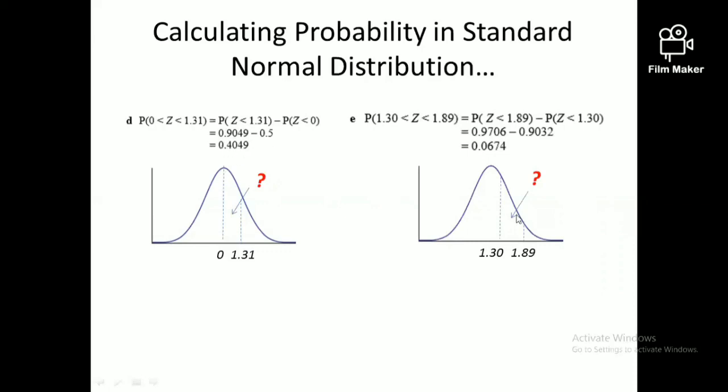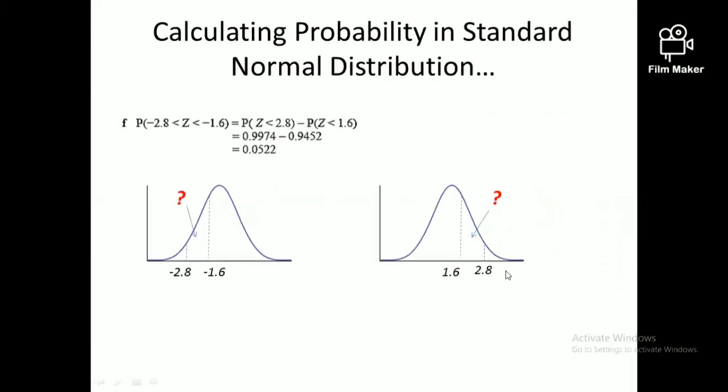The next question is probability of Z is in between 1.3 to 1.89. If you read 1.89, you can obtain this area. Not a problem at all. If you read 1.3, you can obtain this area. Then how do you get this intermediate area? Out of the area below 1.89, you have to subtract the area below 1.3. Then you'll be getting the intermediate area over here.